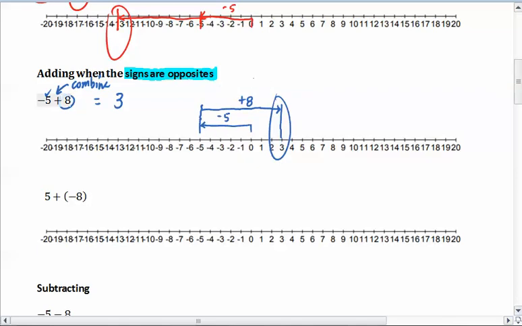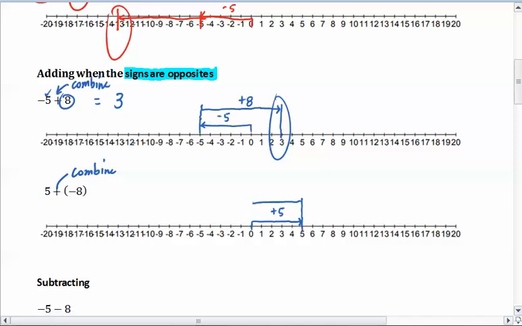Well, what if I start the other direction? What if I say, okay, let's start with a positive 5. Remember, the positive is a direction. There's the direction. And then, of course, this right here means combine, means pick up where you left off after you put the positive 5 on there. So this is a positive 5. I'm going to combine it with a negative 8. Well, that means this way, direction is negative. So I'm going to go 8 spaces. Oops, 5, 6, 7, 8. And here I am. And so that's negative 3.